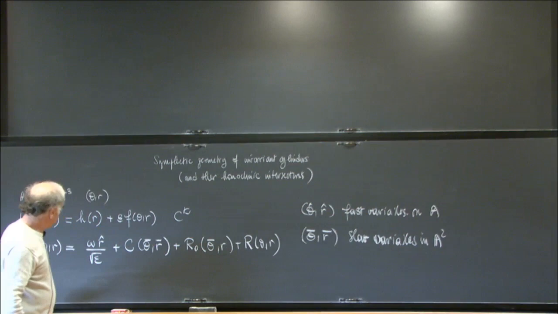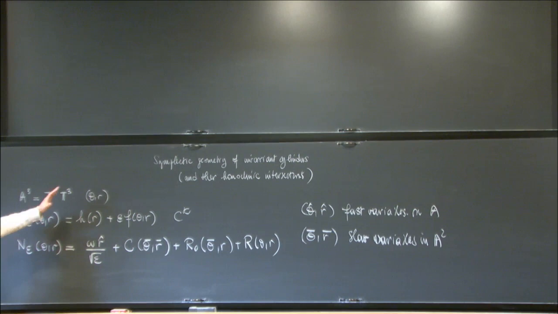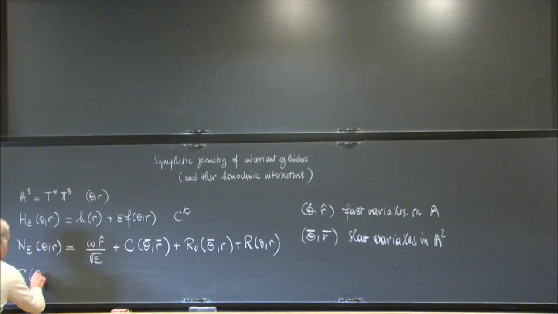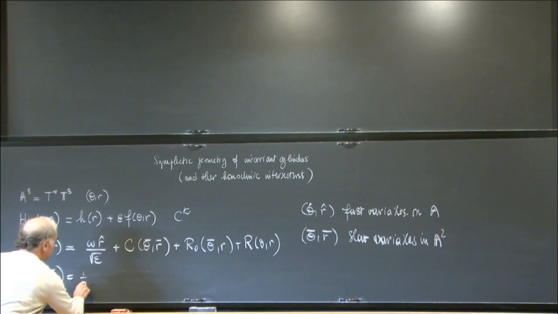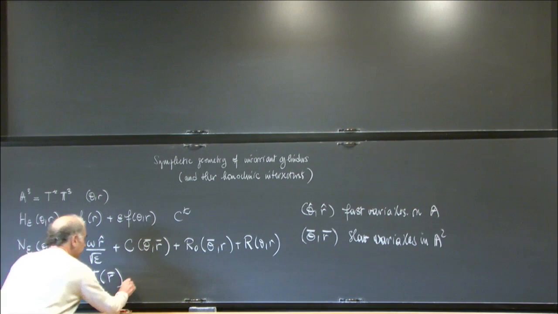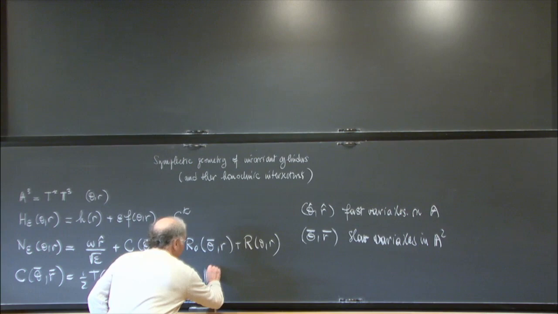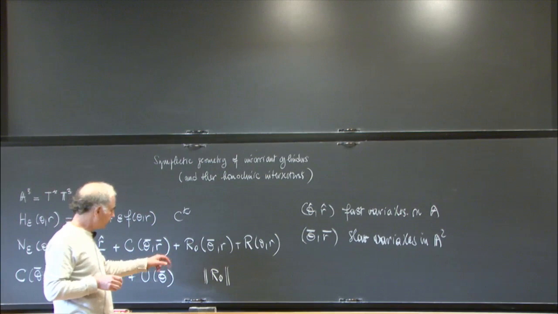Now, of course, this will be a singular problem because the linear part goes to infinity when epsilon goes to zero. So we have some problems, but we will have to deal with this. What is C? C is a classical system on A2. So C of theta bar, r bar is a positive definite quadratic form plus a potential. And the r naught and r are remainders for which we only need information on the size. R naught is in C^p.